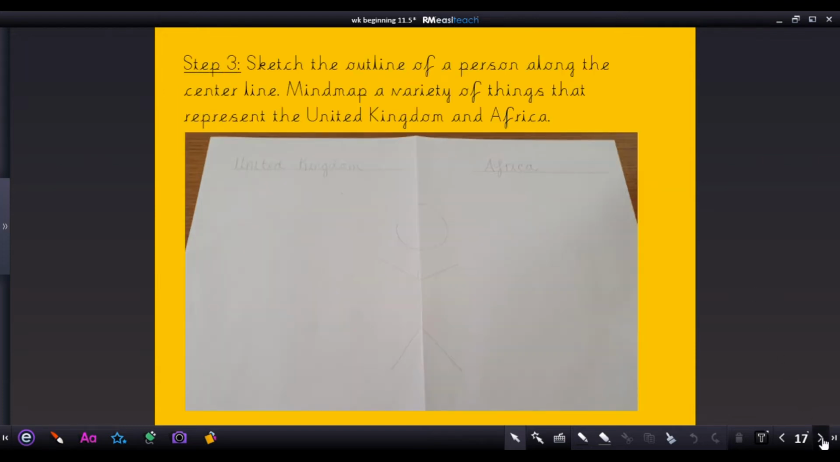For step 3, I sketched an outline of a person. You can see their head here, their body coming down, 2 legs and 2 arms, and I did that along the centre line, so that half of the body was in the United Kingdom and half of the body was in Africa. Once I did that, I had a pause, and I wrote down lots of things in a mind map that reminded me of the United Kingdom and things that reminded me of Africa. I needed that list to do my next job.